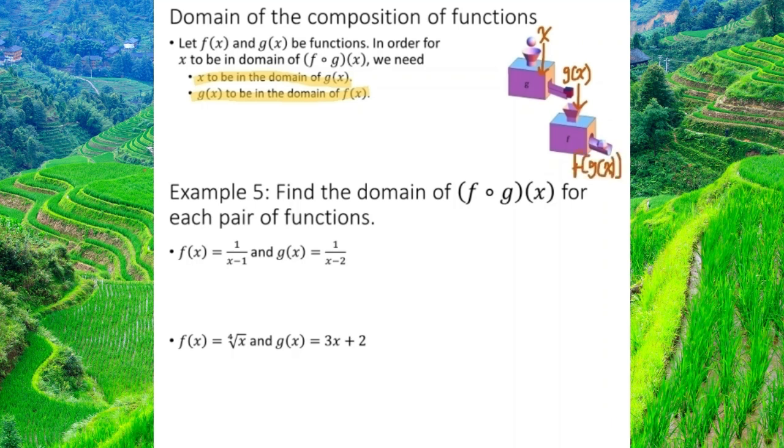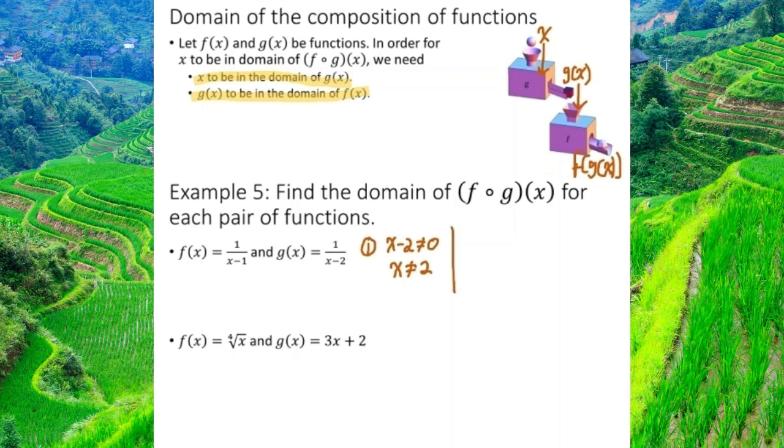So if we take a look at the two functions we composed in the last example, f of x equals 1 over x minus 1, g of x equals 1 over x minus 2. First, we need to figure out what values of x are in the domain of g of x. Well, g of x is 1 over x minus 2. The one number we're not allowed to divide by is 0. So g of x is defined as long as x minus 2 is not 0. So g of x will be defined as long as x is not 2. So that's the first condition. Our first condition is that x cannot be 2.